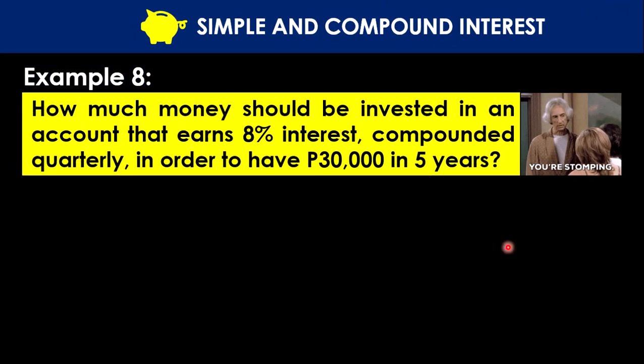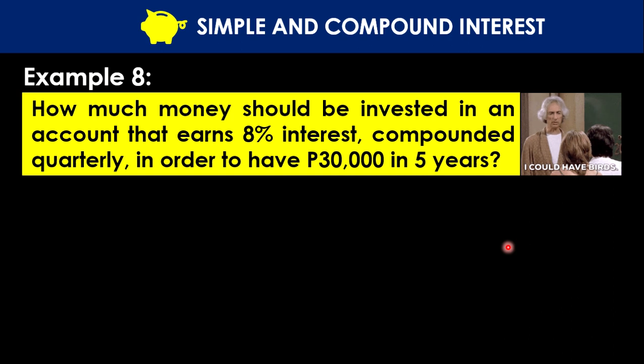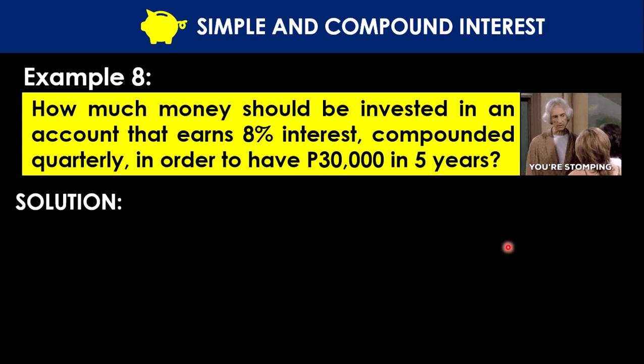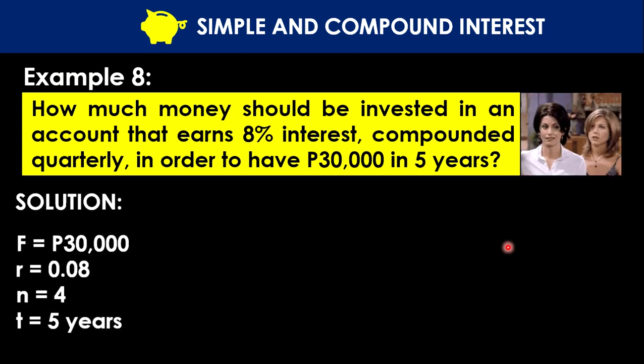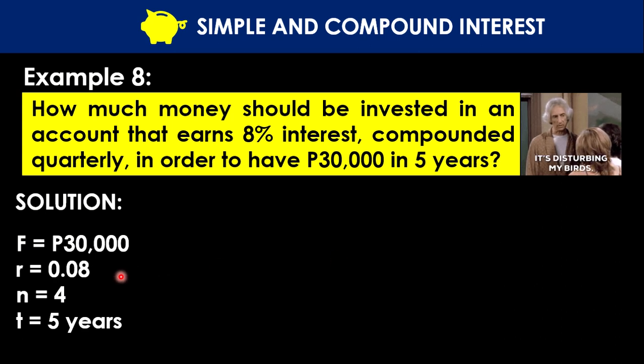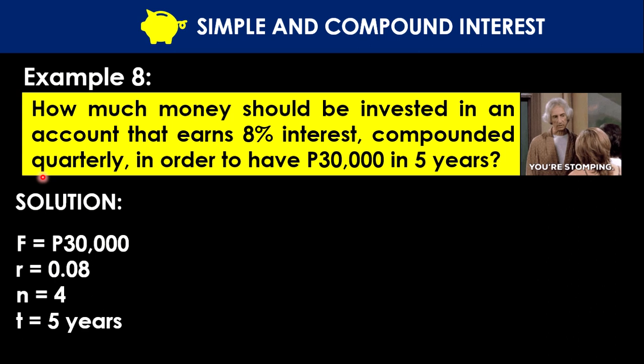Let's try to apply that here in our example. Let's say we have the question: how much money should be invested in an account that earns 8% interest compounded quarterly in order to have 30,000 pesos in 5 years? So we have our given F as 30,000 pesos, since we need to have 30,000 pesos in 5 years. Then we have r, which is 0.08, that's 8%. And then we have n as 4, since this is quarterly. We have t as 5 years.